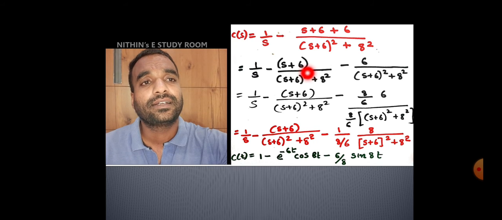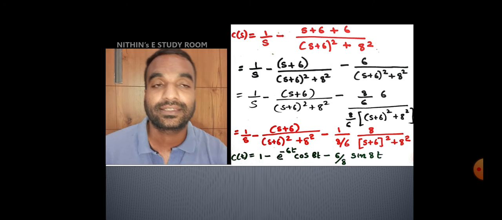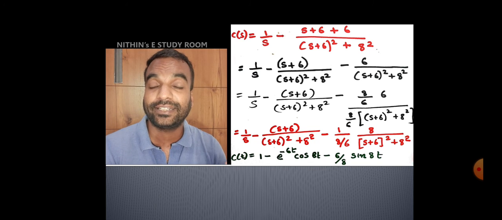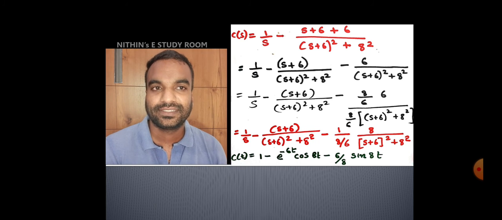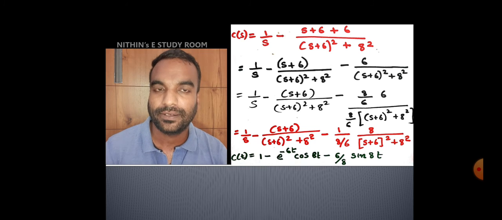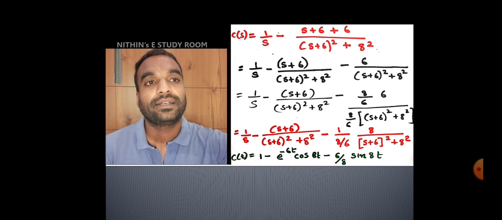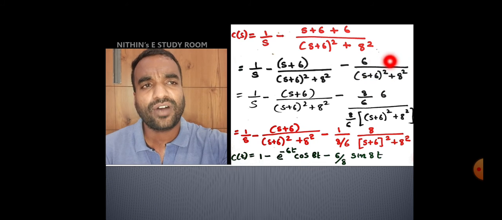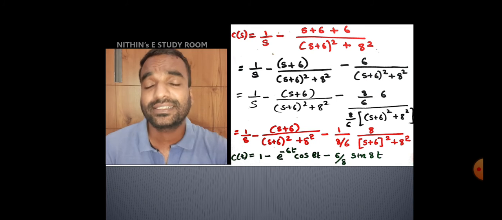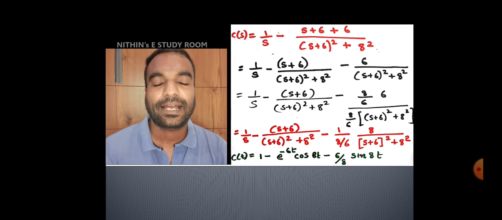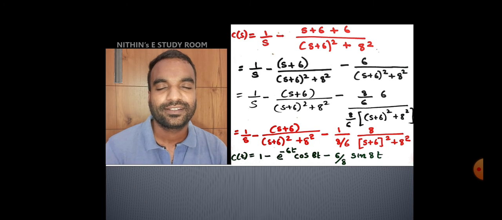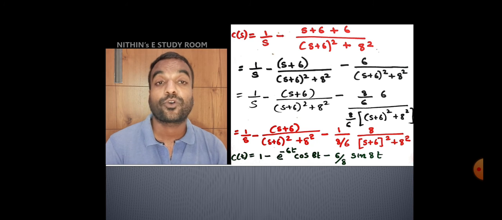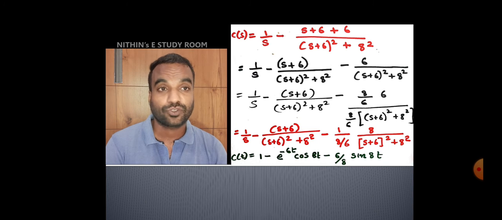But here it is not just s, s plus 6 is there. So you can apply a shifting. It is nothing but e raised to minus 6t into cos 8t. That is completely transformable by applying the shifting theorem. But is this one okay? No, because now there is the sine term. What is the Laplace transform of sine omega t? Please think. It is nothing but omega by s square plus omega square.